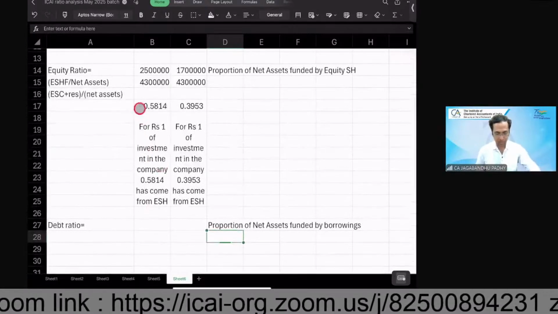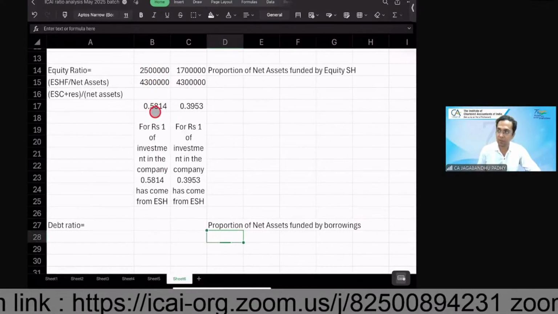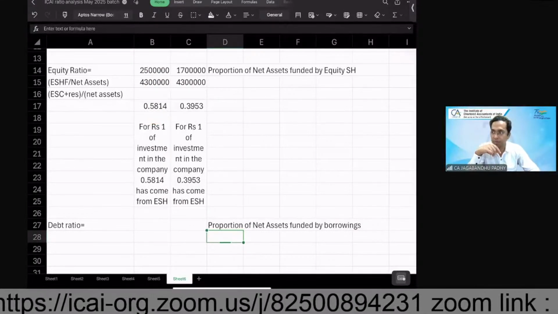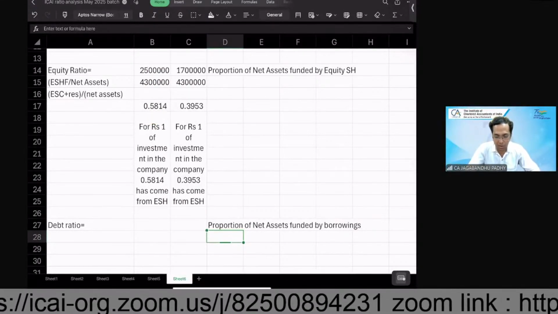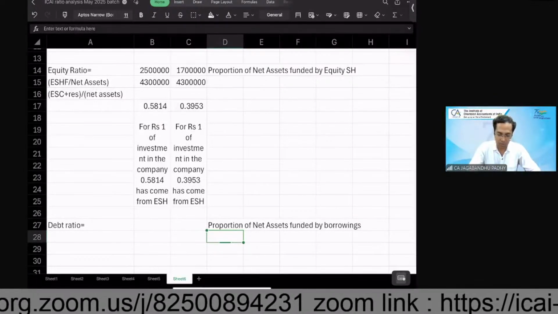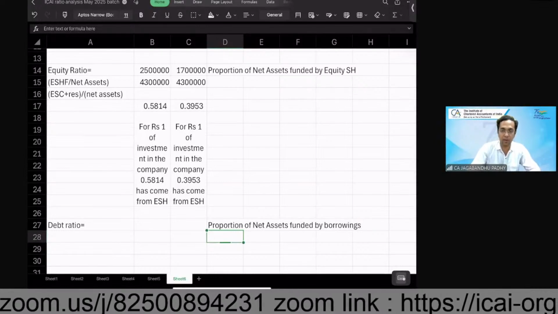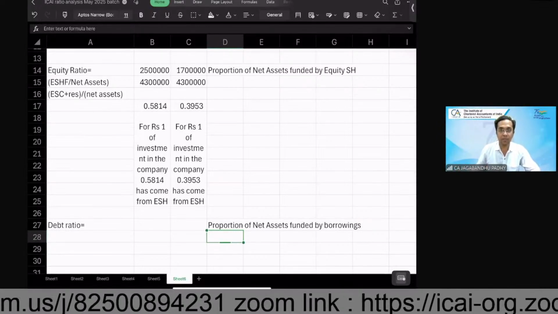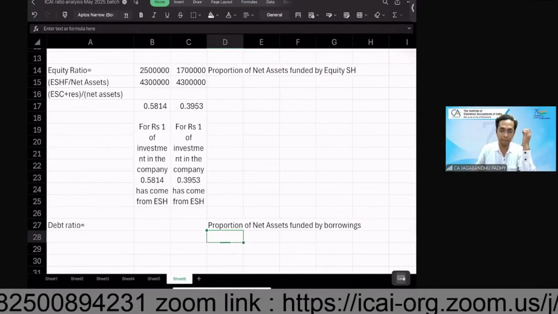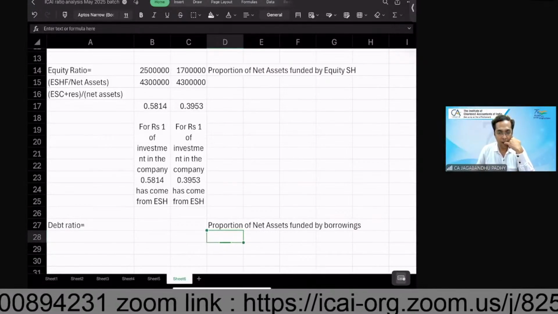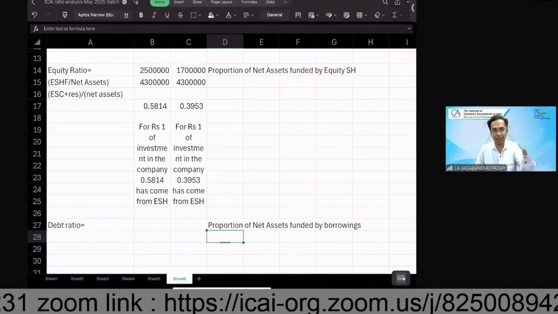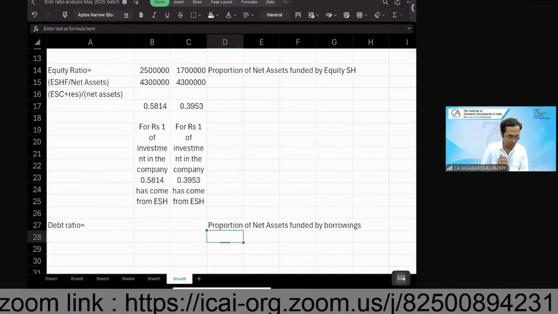Like in this case, we said 0.5814 is the equity ratio. It means 58.14% of the total investment is by the equity shareholders. How much do you think will be the investment by the debt fund providers? The balance portion, right? Almost the 43 or 41% of it, right?